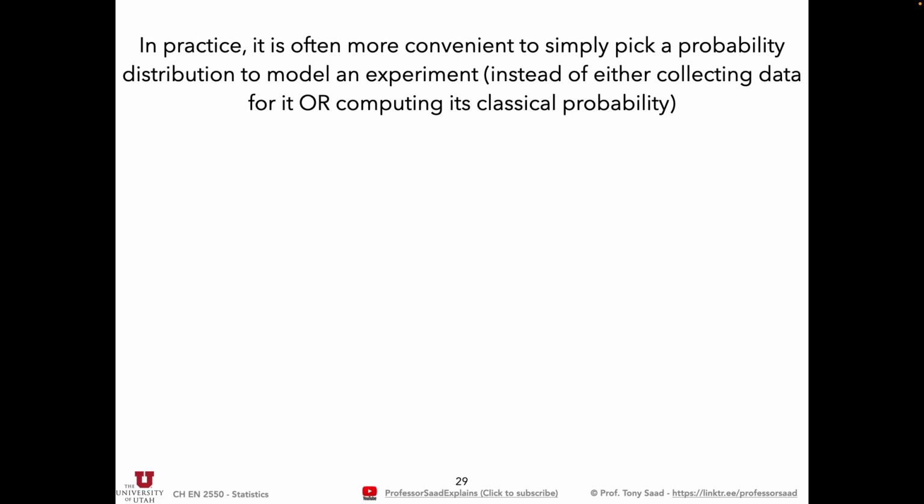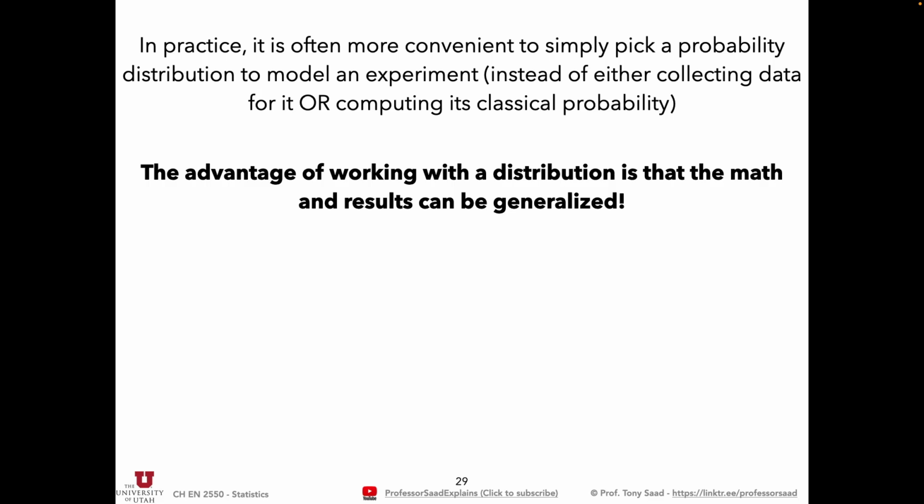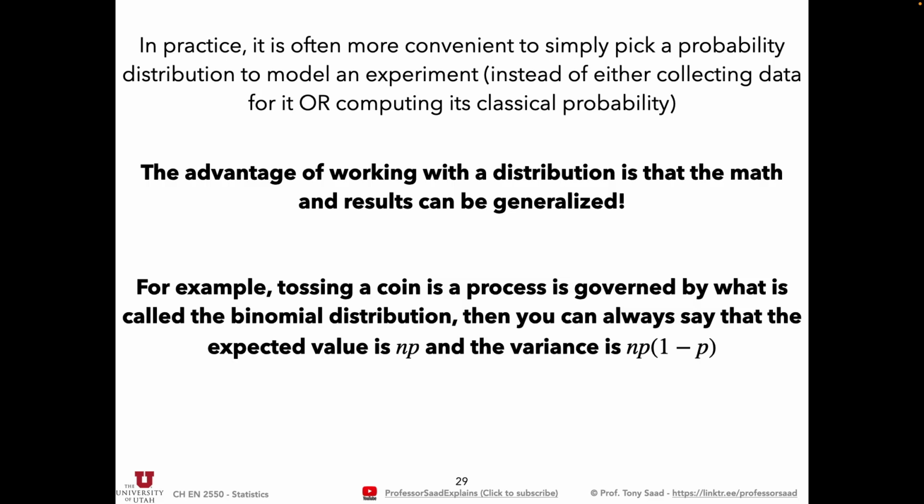Now, what's also advantageous is that the math and the results can be generalized. So for example, here's a specific example: tossing a coin is a process that's governed by what's called a binomial distribution. We know the formula of the binomial distribution. We're going to develop it. And that binomial distribution always has a mean value of n times p. We'll learn what n and p are. And the variance is np times 1 minus p. Okay? Always, for any binomial process. So you don't have to repeat the calculations over and over again.